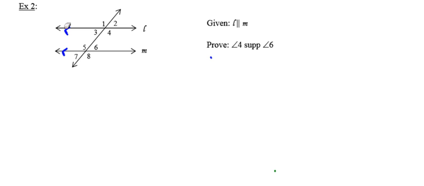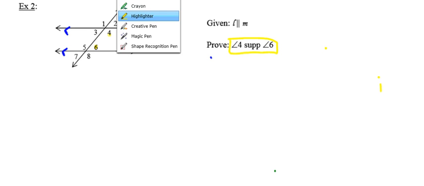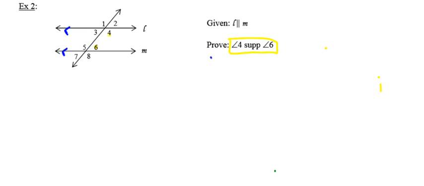And then just like before, I'm going to take a look at exactly what it is I'm trying to prove. In this case, I'm trying to prove that angle 4 is supplementary to angle 6. So I'm going to take a look at the diagram and find out where these angles are located. Angle 4 and angle 6 are located on the same side of the transversal, inside lines L and M, making them same side interior angles. Well, one of the angle relationships I know is true when lines are parallel is that same side interior angles have to be supplementary. So that is the gist or the direction that this proof is going to have to take.